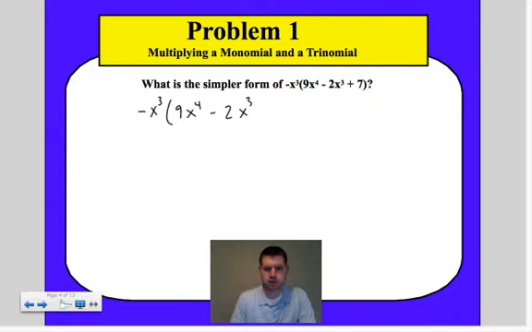Now remember, terms are separated by addition and subtraction. We learned that last section. The plus and minus separate the terms, so we're going to take this through to each term. I'm going to take the negative x cubed and multiply it here. Negative 1 times 9 gives me a negative 9. X cubed times x to the fourth gives you a base of x, but we add the exponents, so 3 plus 4 is 7. So we get negative 9x to the seventh.